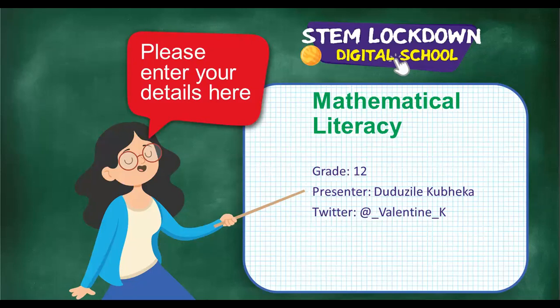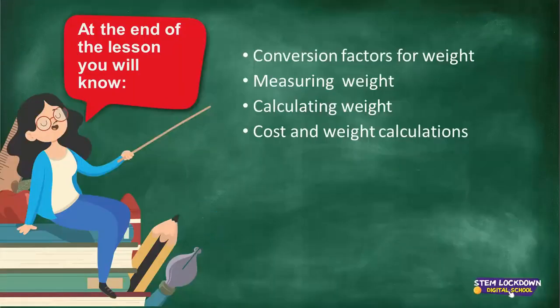So from yesterday, we did area and circumference of the circle and other shapes. Today, like I mentioned yesterday, we'll be doing the weight measurements. So we'll be doing weight conversions and measurements. At the end of the lesson, we should be able to convert factors for weight. You should be able to know the conversion factors for weight. We'll be measuring weight, calculating weight, and doing calculations of cost and weight.